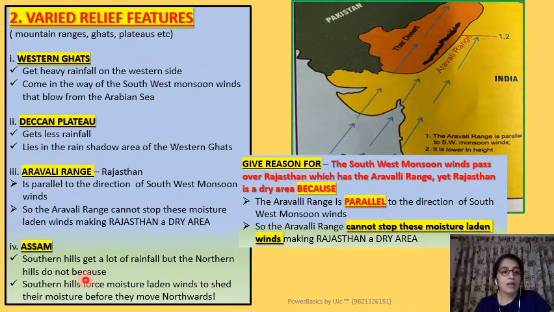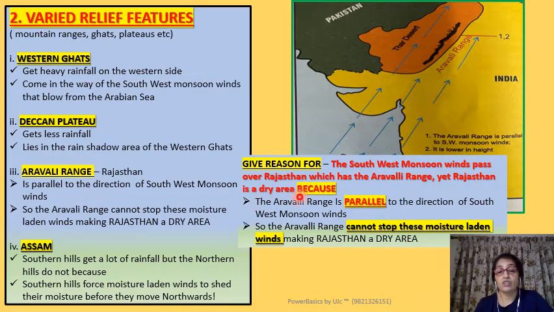Okay. Now, Assam: the southern hills in Assam get a lot of rainfall, but the northern hills do not. The southern hills force the moisture-laden winds to shed their moisture before they move southwards, the windward and the leeward side. So, give reason for why the southwest monsoon winds pass over Rajasthan although it has the Aravali range.